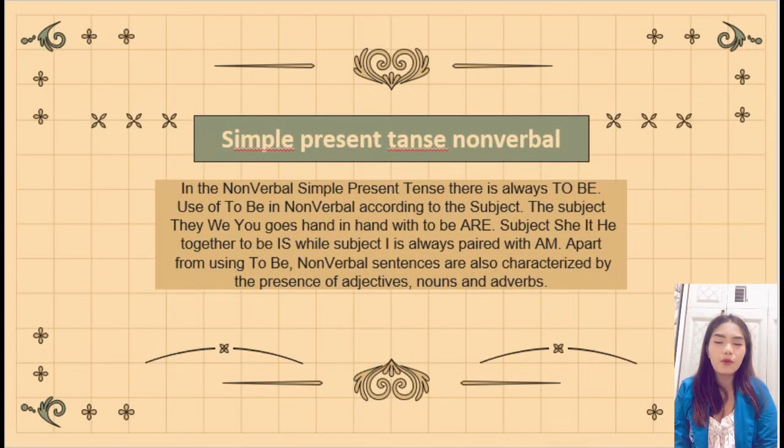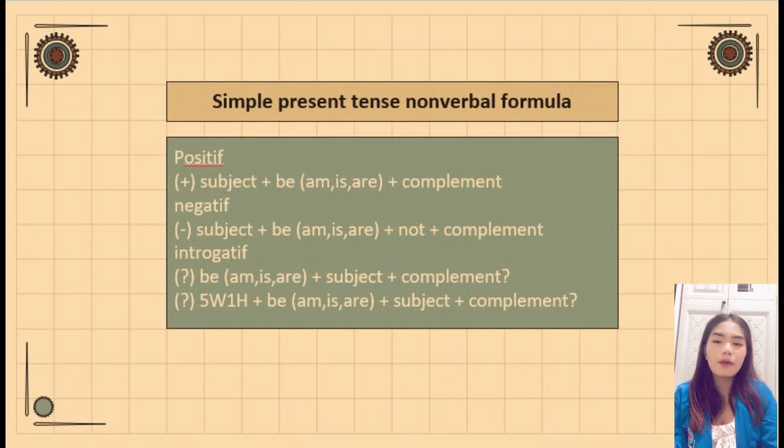Simple present tense non-verbal. In the non-verbal simple present tense, there is always a to be. The to be used in non-verbal sentences is according to the subject. The subjects they and we go hand in hand with to be are. Subjects she, it, he go together with to be is. While the subject I is always paired with am. Apart from using to be, non-verbal sentences are also characterized by the presence of an adjective or noun.